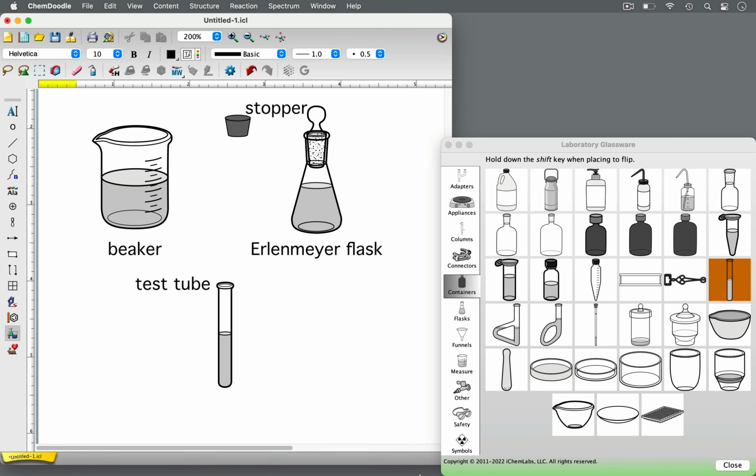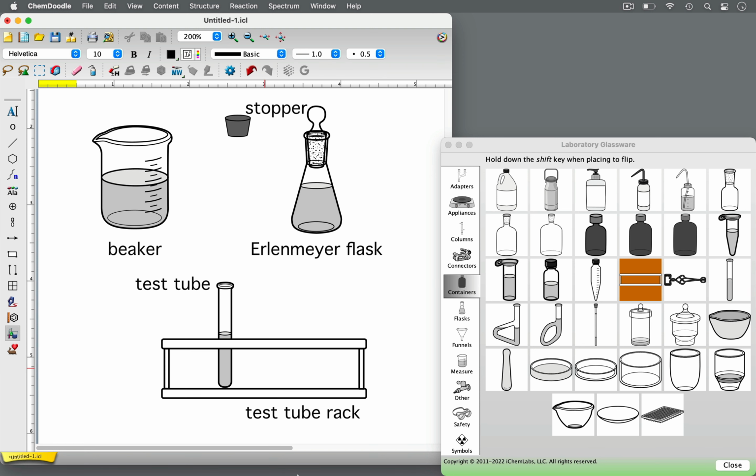A test tube is a small container with a rounded bottom and open top, used to hold, mix, or heat liquids. A test tube rack holds the test tubes upright. A test tube holder clamps around a test tube to hold it when it is hot.